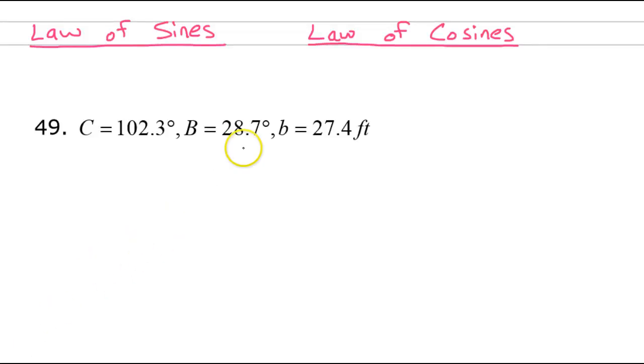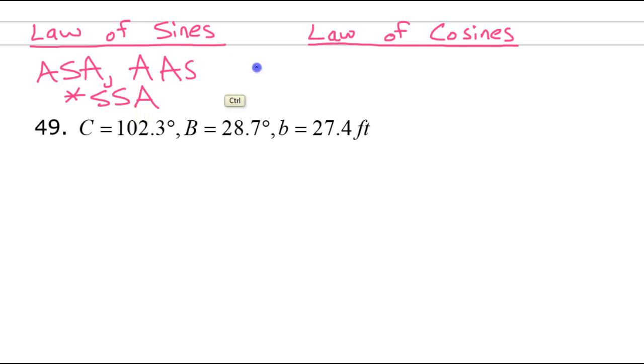In this video, we will continue to practice solving non-right triangles using the law of sines and the law of cosines. Now, we will use the law of sines if we are given either angle, side, angle, angle, angle, side, or heaven forbid, the dreaded side, side, angle. The ambiguous case. Sometimes it'll have no solution, or it could be one solution, or it could have two solutions. So that takes double the work.